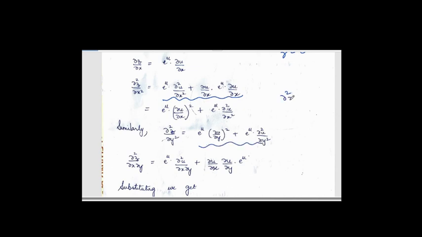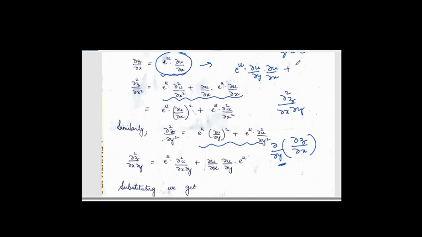And for del 2z by del x del y, you can take del z by del x and differentiate this partially with respect to y. So when you do that, what will happen? e to the power u del u by del y into del u by del x as it is, plus e to the power u as it is into del 2 u by del x del y. That's what you get when you differentiate del z by del x with respect to y for obtaining del 2z by del x del y.